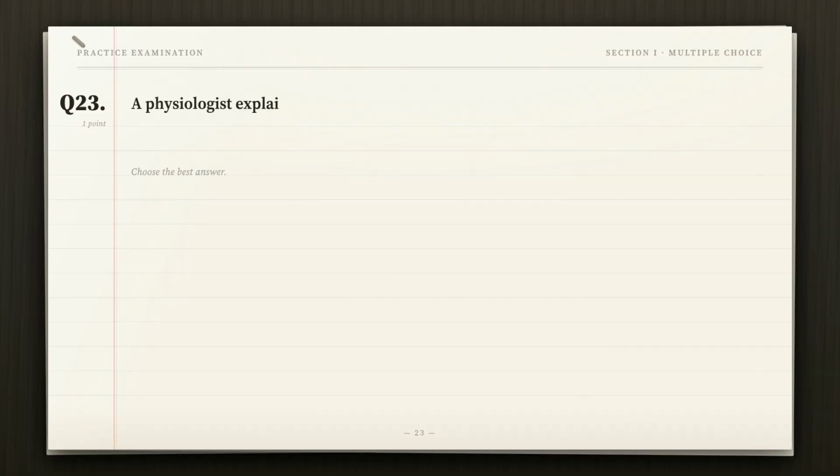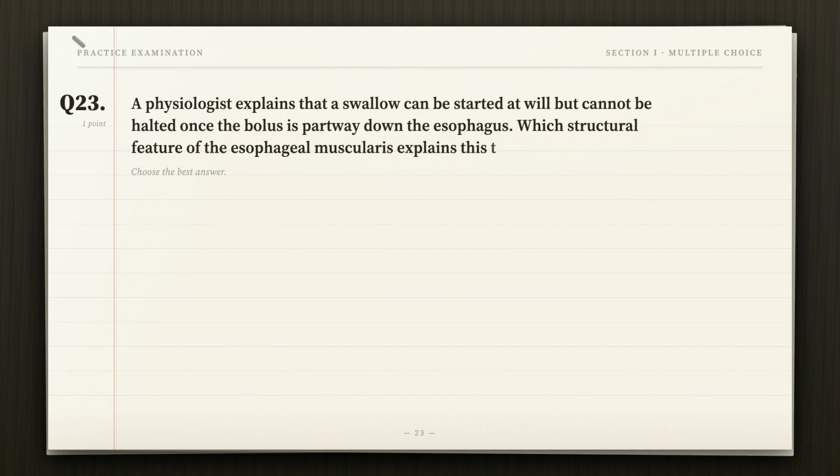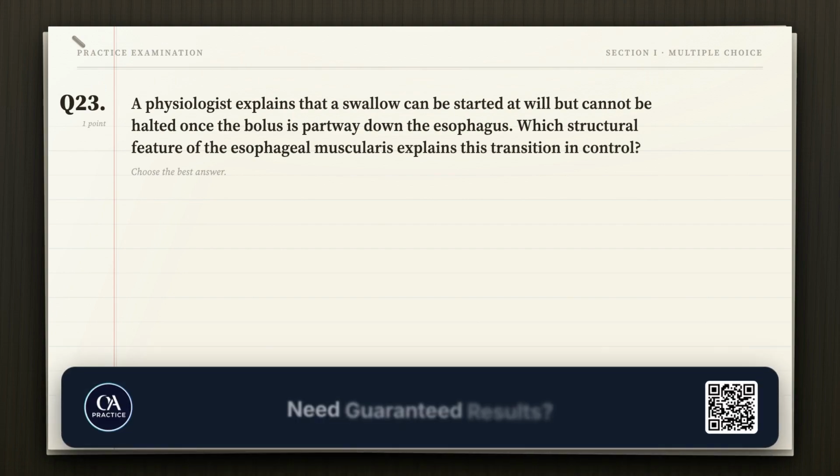Question 23. A physiologist explains that a swallow can be started at will but cannot be halted once the bolus is partway down the esophagus. Which structural feature of the esophageal muscularis explains this transition in control?